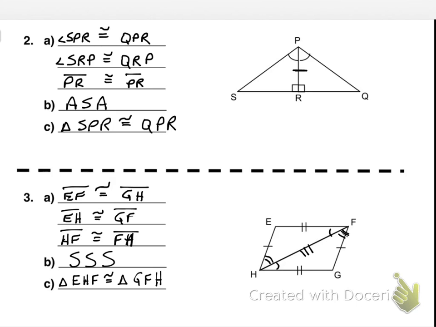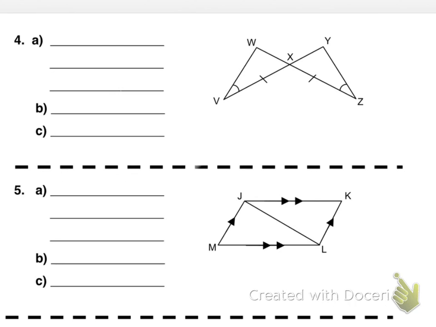Okay, now let's go on and look at yet another shape. Here we have some vertical angles. So we know that they're congruent by definition of a vertical angle.